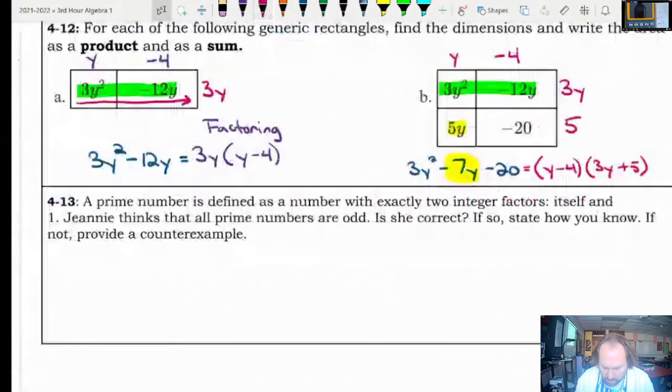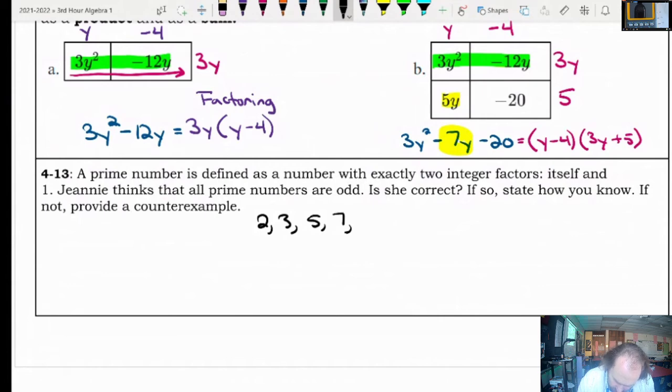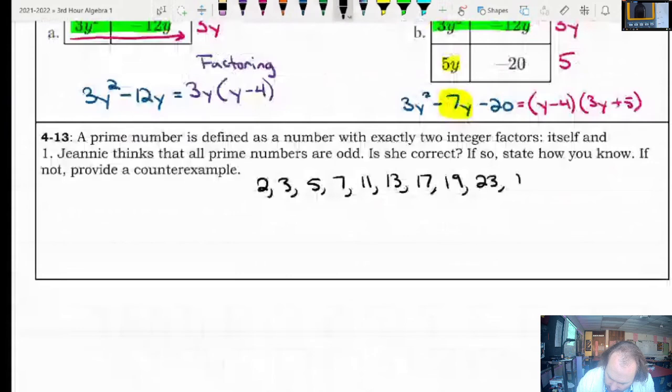Finally, 413. A prime number is defined as a number with exactly 2 integer factors, itself and 1. Jeannie thinks that all prime numbers are odd. Is she correct? She's not. If not, state how you know. Here is the list of prime numbers: 2, 3, 5, 7, 11, 13, not 15, 17, 19, not 21, 23, not 25, not 27, and 29 is, though, I think, at least.